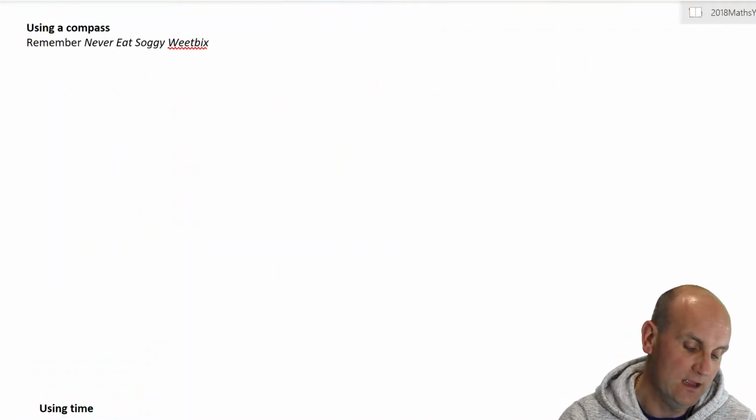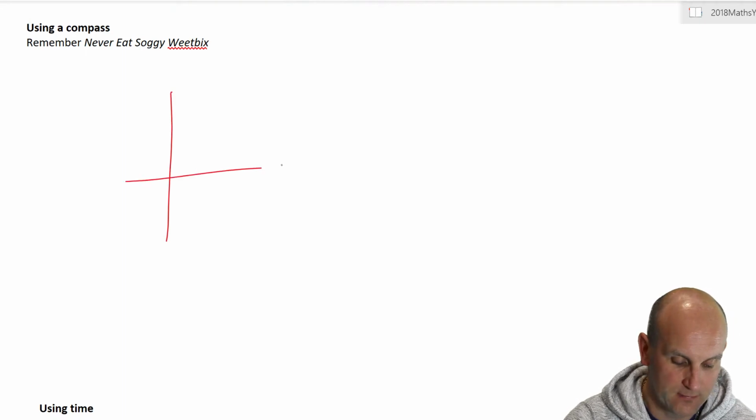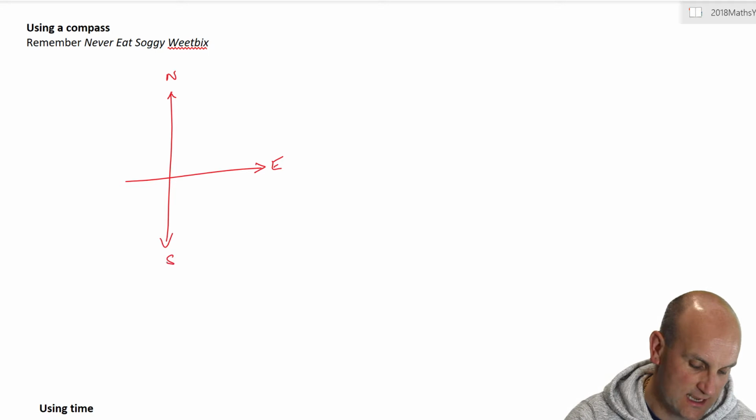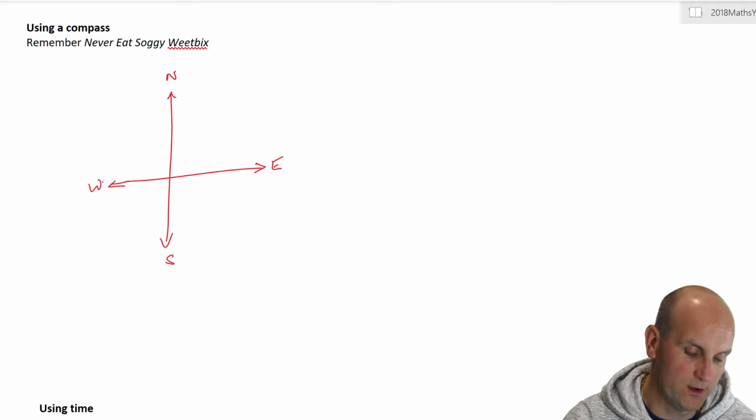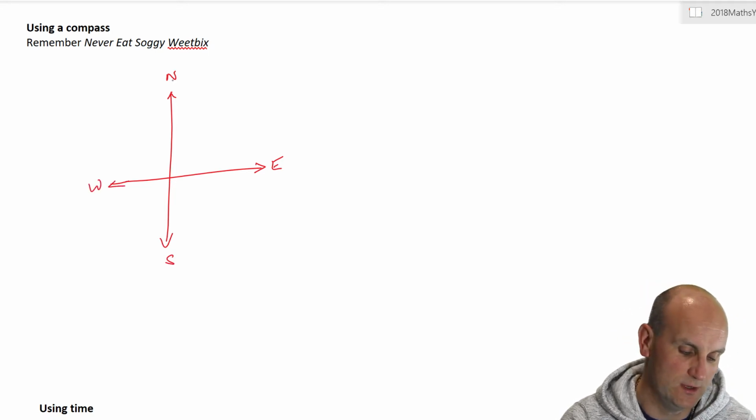But anyway, if we have a compass, then we know that north, east, south, and west. And if you don't know what I'm talking about, never eat soggy Weetbix.